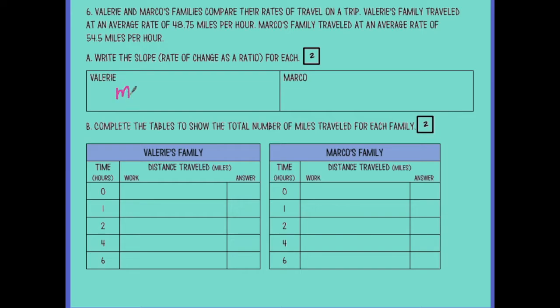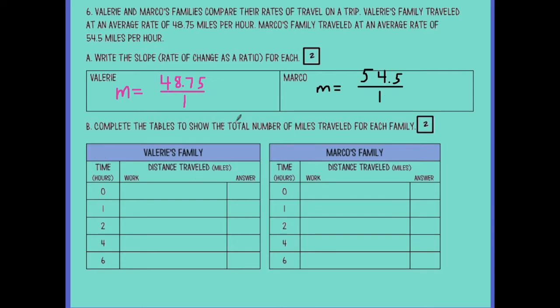So Valerie's slope is going to be 48.75 per 1 hour. Marco's is similar. His slope is going to be 54.5 miles per 1 hour.